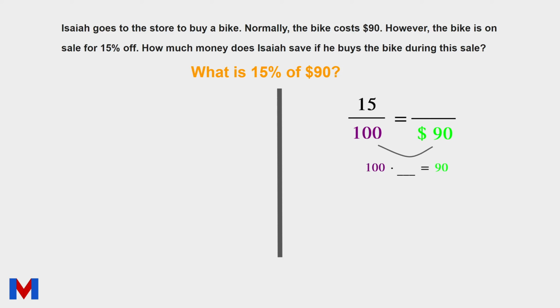We need to figure out, what do you multiply 100 by to get 90? And that's going to be our scale factor. So what we can do is work backwards. If we're thinking 100 times something equals 90, we can rewrite this problem as 90 divided by 100 equals 0.9, 9/10. So our scale factor that is going to relate these two fractions is 9/10.